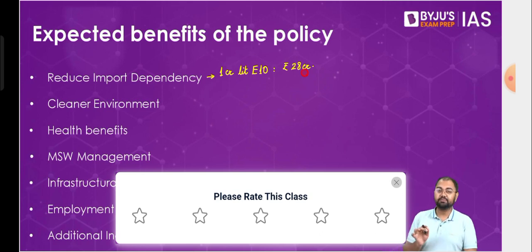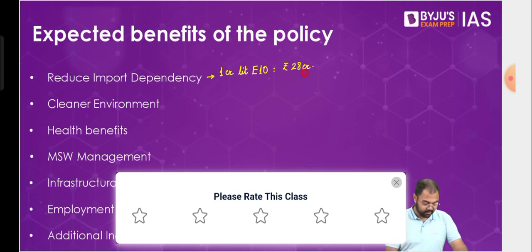And when we say E10, it means ethanol 10, meaning that there is a 10% blending. E10 means 10% blending. So that's why there is a reduction in import dependency.